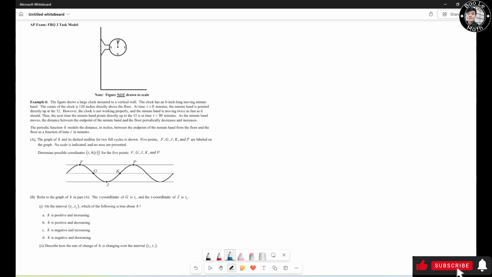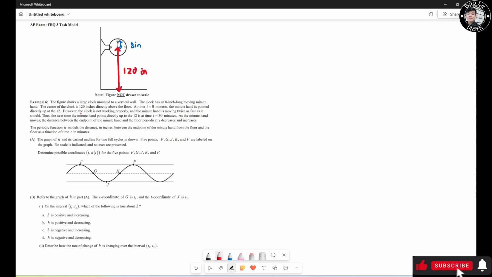Now let's move on to the next example. Example number 6. The figure shows a large clock mounted to a vertical wall. The clock has an 8-inch long moving minute hand. Alright, so we know that the distance from here to here is going to be 8 inches, right? The center of the clock is 120 inches directly above the floor. So this is the center. The distance from here to here is going to be 120 inches.